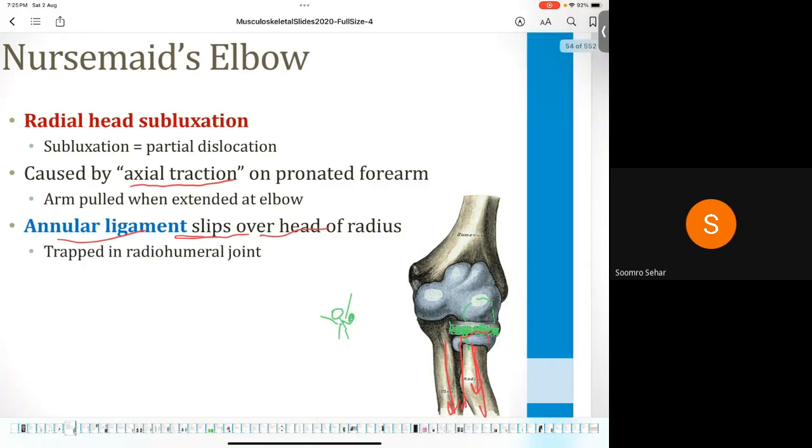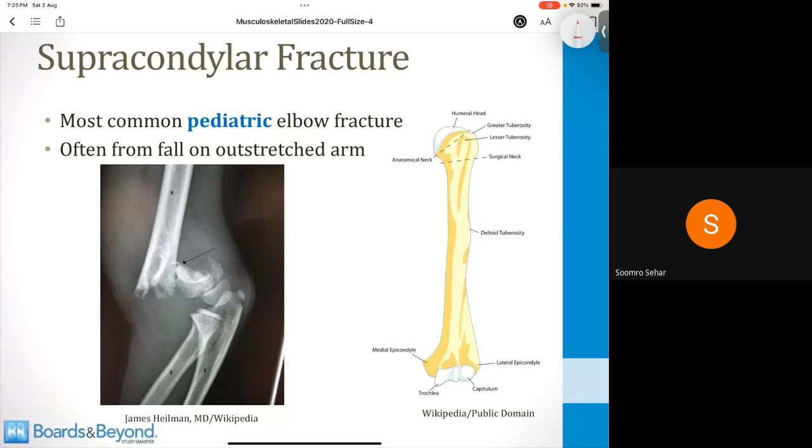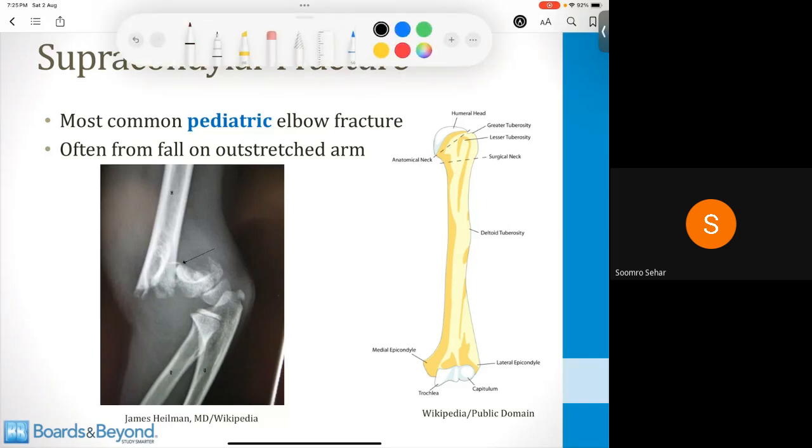Okay, perfect. So let's discuss our next condition, that is supracondylar fracture. Without looking into the text, what do you suggest? What is a supracondylar fracture? We discussed what condyles are. Condyles are basically these big bulges. So supracondylar fracture means that above the condyle we have a fracture, right? Yes, sir.